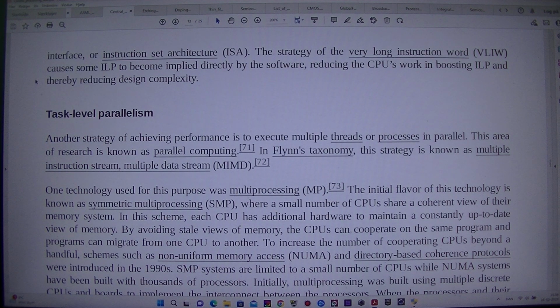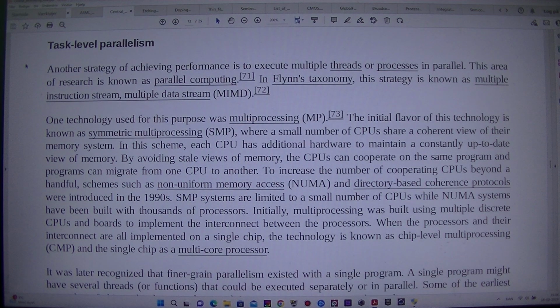Interface, or Instruction Set Architecture, ISA. The strategy of the very long instruction word, VLIW, causes some ILP to become implied directly by the software, reducing the CPU's work in boosting ILP and thereby reducing design complexity. Task-level parallelism. Another strategy of achieving performance is to execute multiple threads or processes in parallel. This area of research is known as parallel computing.